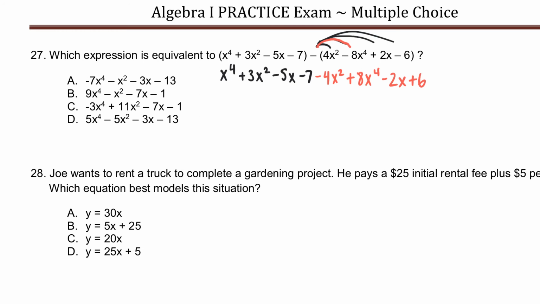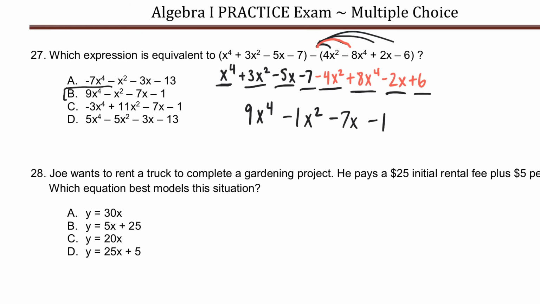All right, so let's do this in standard form here. I think x to the 4th is the highest degree that we have here, right? So how many x to the 4th do we have? We have 1x to the 4th plus 8x to the 4th, so we have 9x to the 4th. How many x cubes do we have? I don't see any x cubes. How many x squareds? We have 3x squared minus 4x squared, so that's going to be minus 1x squared. How many x's do we have? Negative 5x minus 2x. That's minus 7x. And then we have negative 7 plus 6. That's going to be minus 1. So that's your answer there. It looks like that is option choice B.